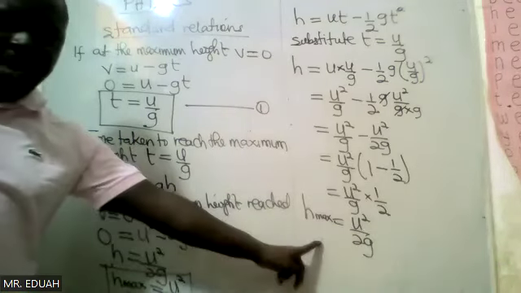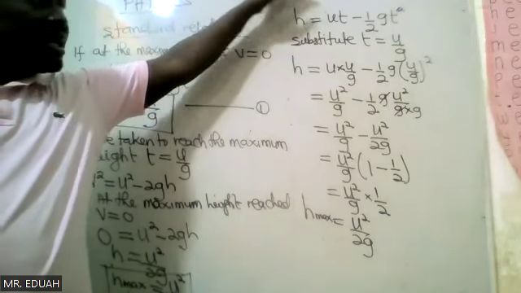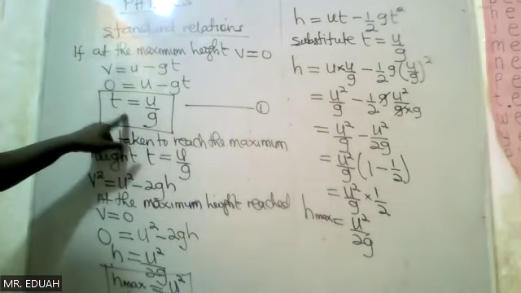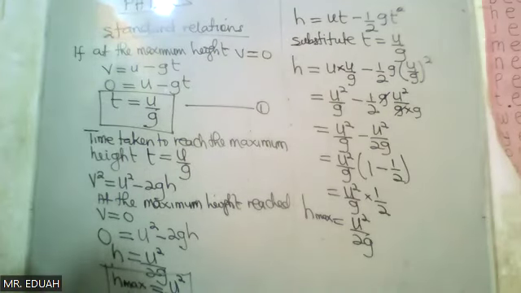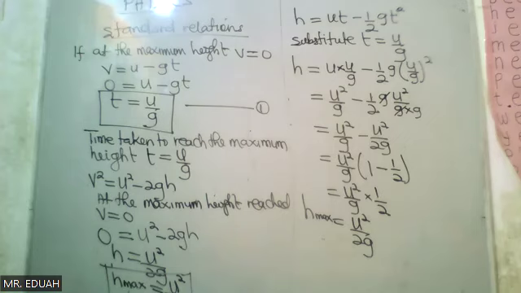So you can obtain the same relation when you pick the second equation of motion and substitute the time taken to reach the maximum height, and the value will be the same. Please, is that okay? Any question? All right.